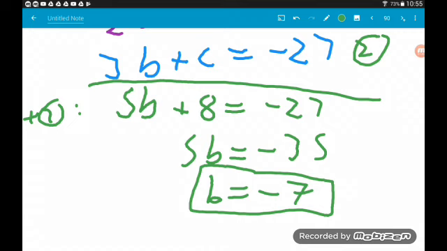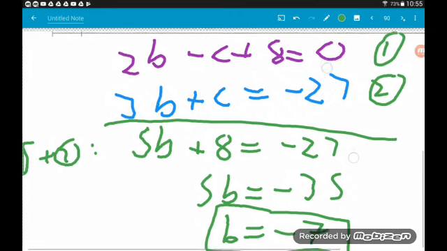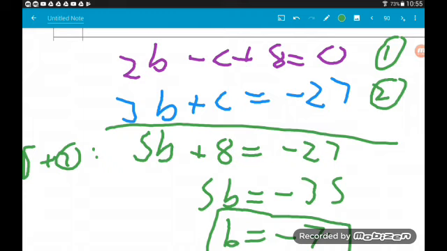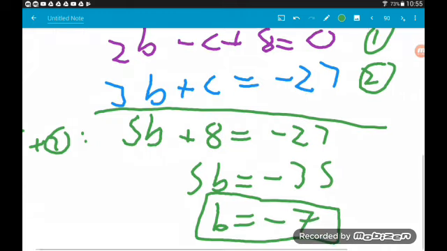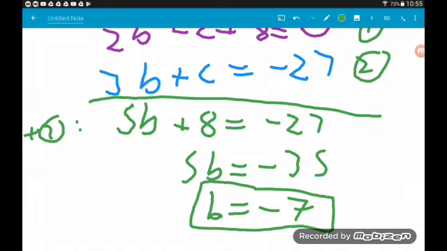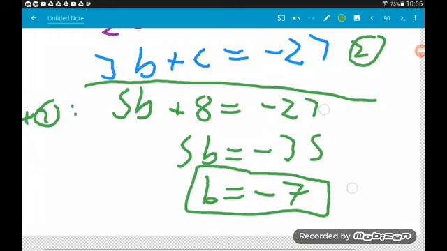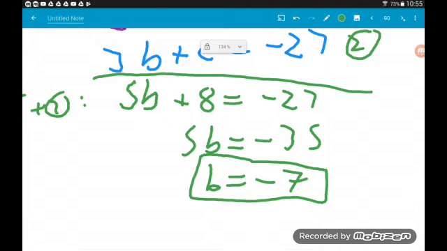Okay, now we know that b is minus 7, substituting that into one of the equations, I'm going to go for equation 2. So if b is minus 7, 3 times b is minus 21.